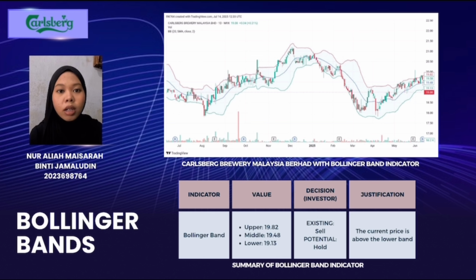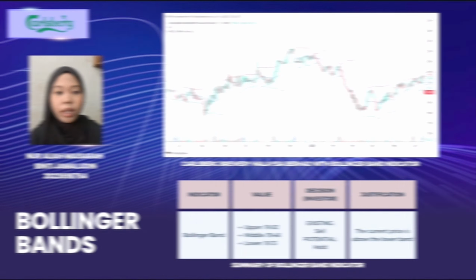Next, it shows Carlsberg's daily price movement with the Bollinger Bands over the past year. As of 13 June 2025, the Bollinger Band upper line is 19.82, the middle is 19.48 and the lower is 19.13. A break below the middle band signals weakening momentum and a potential sell. Decision for existing investors: sell, as the price has dropped below the middle band without touching the lower band. For potential investors, wait as there is no strong buy signal yet.